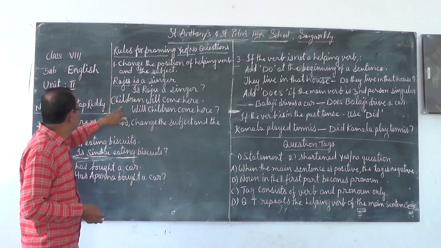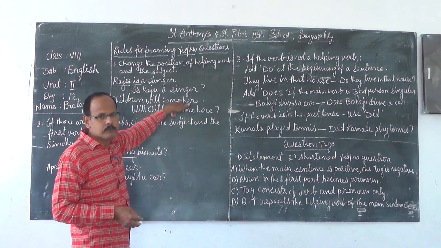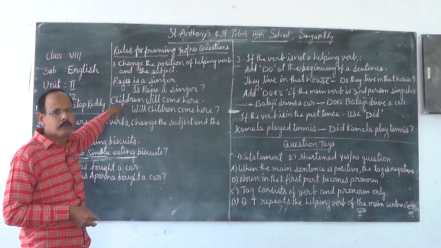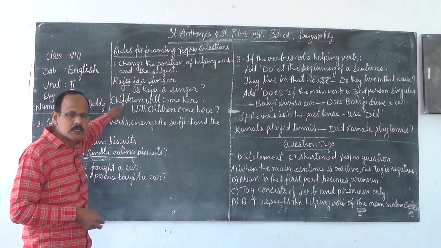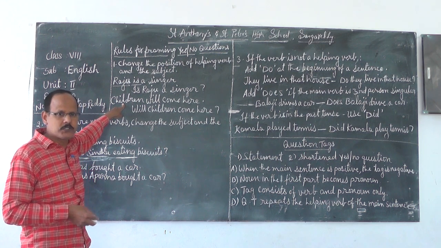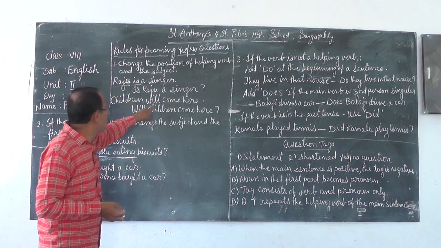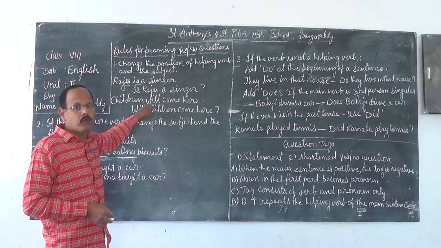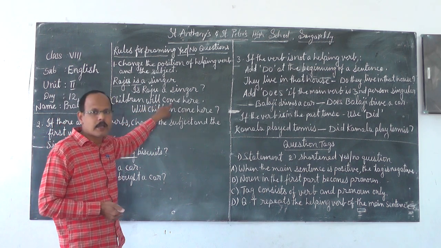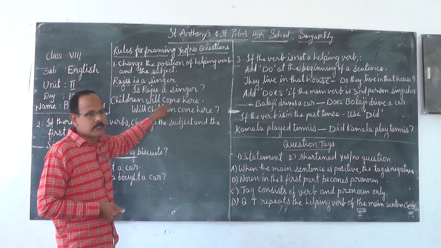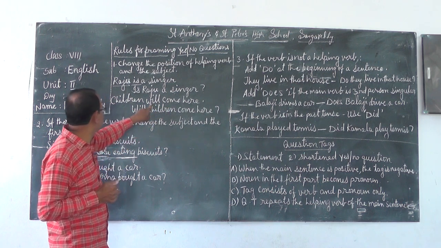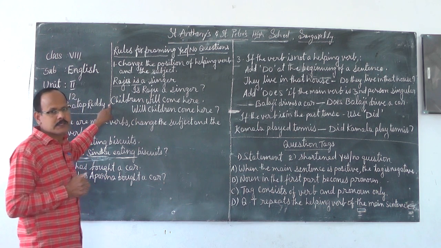Now, one more example. Children will come here. What is children in this sentence? This is the subject because the sentence speaks about children. So children is the subject. What is will? Helping verb. What is the main verb in the sentence? Come. Come is the main verb. So what is the rule now for making into a question? Yes, no question. Bring the helping verb and place it before the subject.